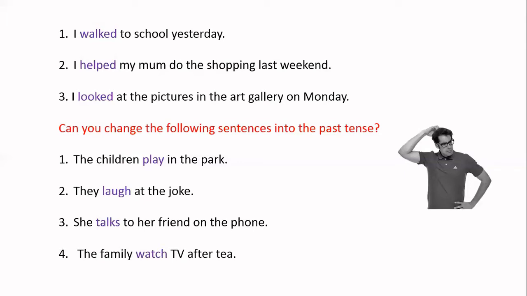Number 3, she talks to her friend on the phone. What would that sentence be in the past tense? She talked to her friend on the phone. And number 4, the family watch TV after tea. What would that one be in the past tense? The family watched TV after tea.